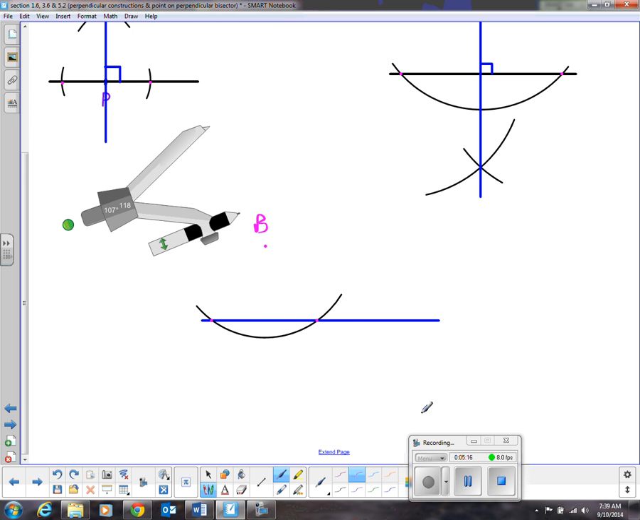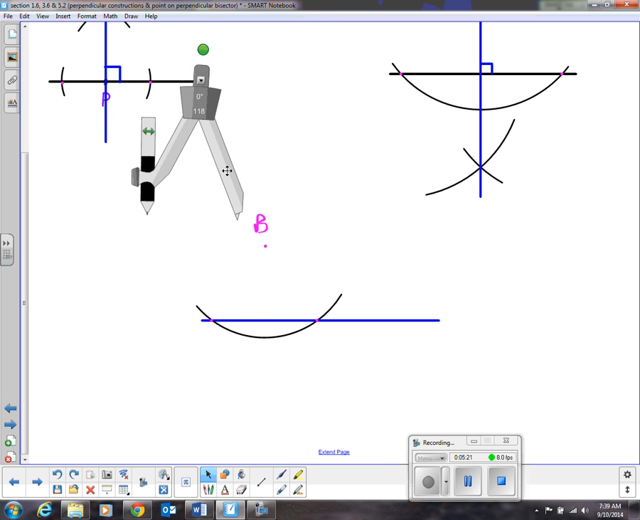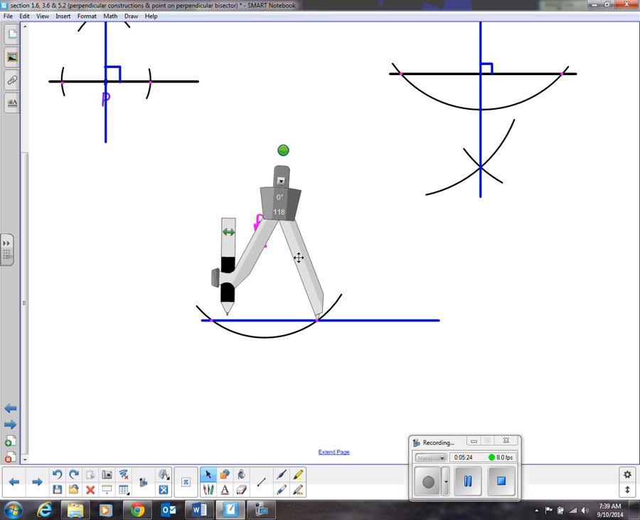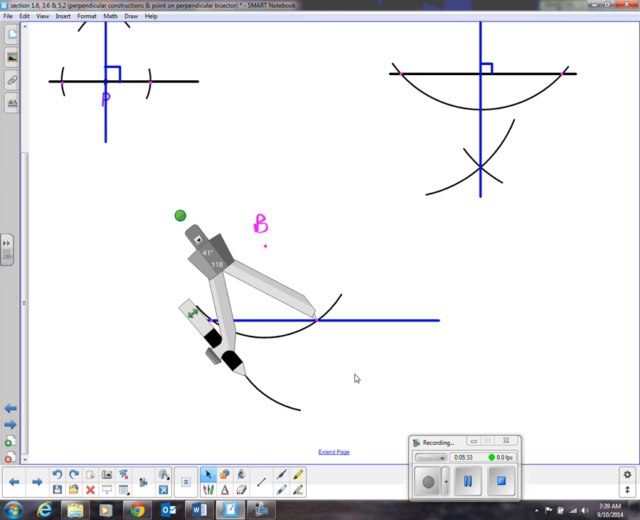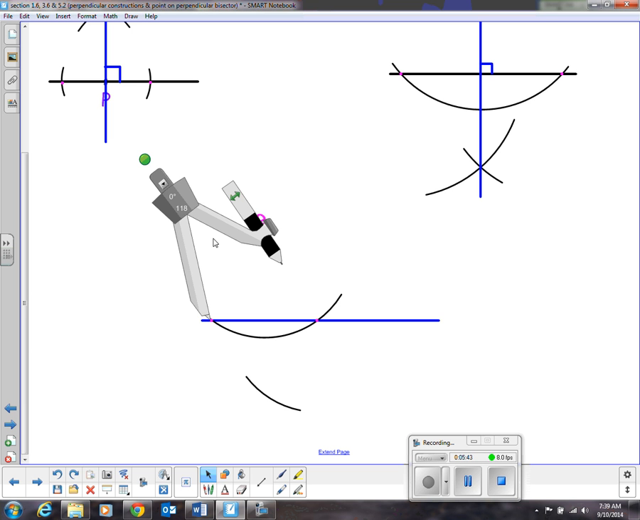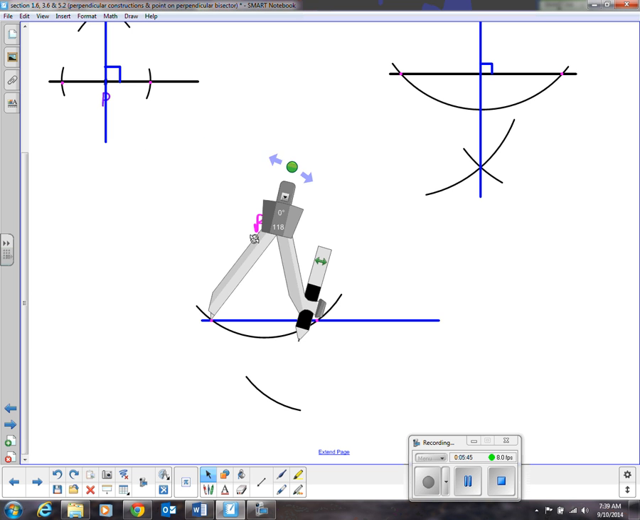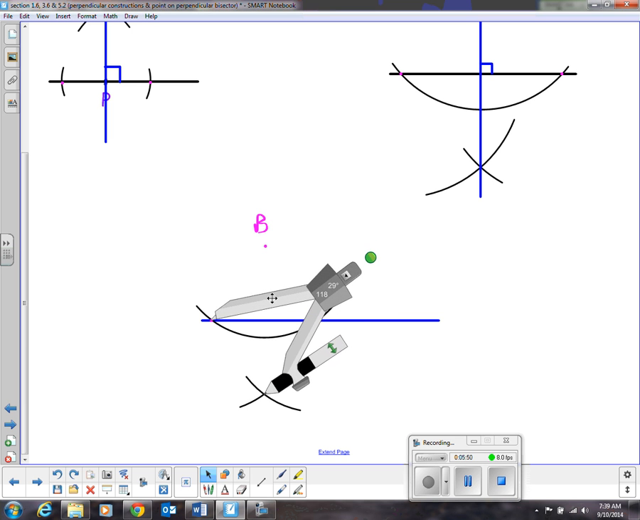So MJ, where am I going to put my compass now? On the right point of intersection. And where will I be doing my arc? Below the line. So I'm going to get my compass so it's below the line and I make an arc. Carlin, where am I going to put this compass point next? On the other point of intersection. And what's the goal here? To intersect the arc I just drew.